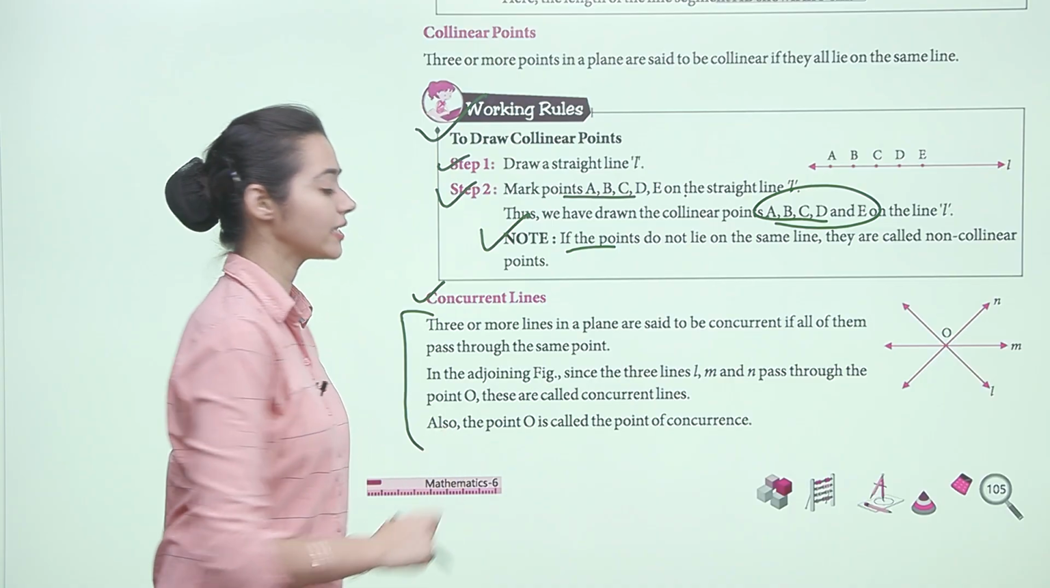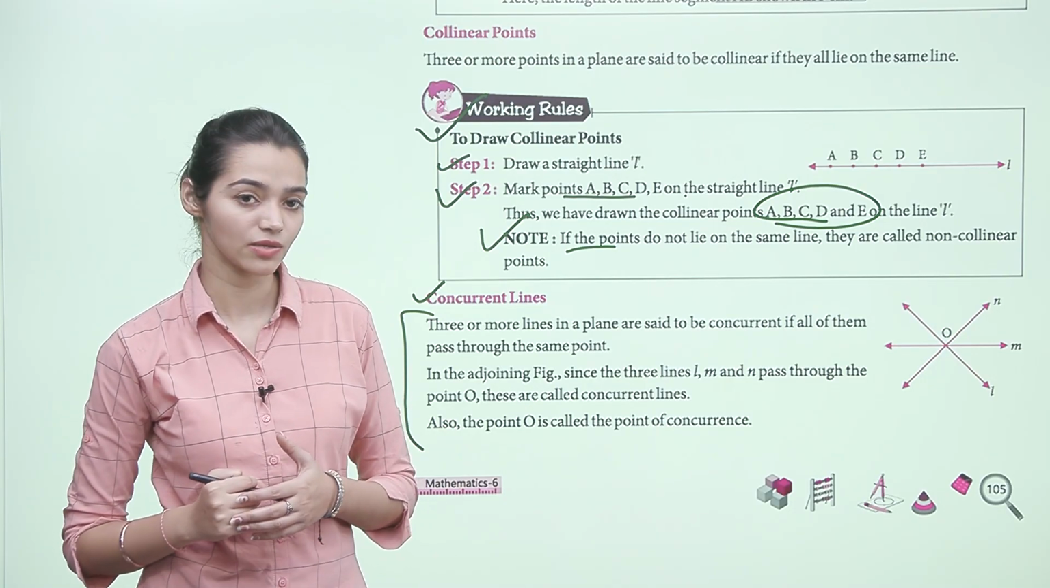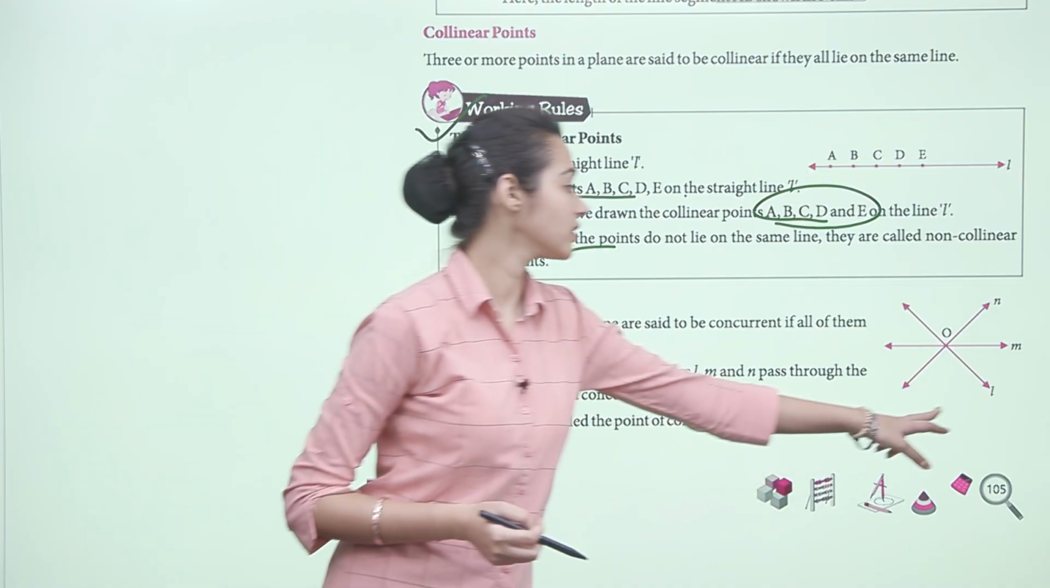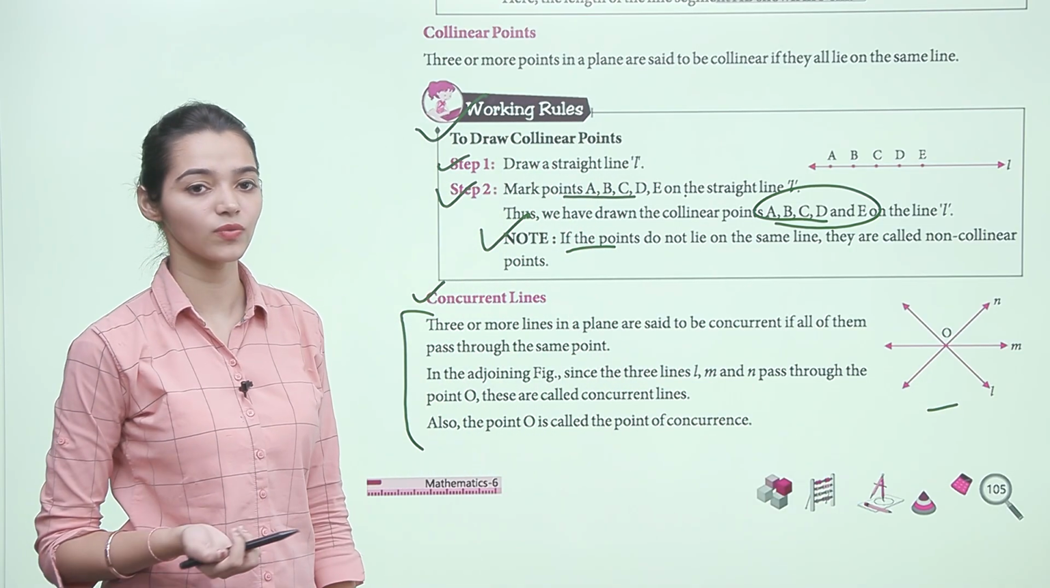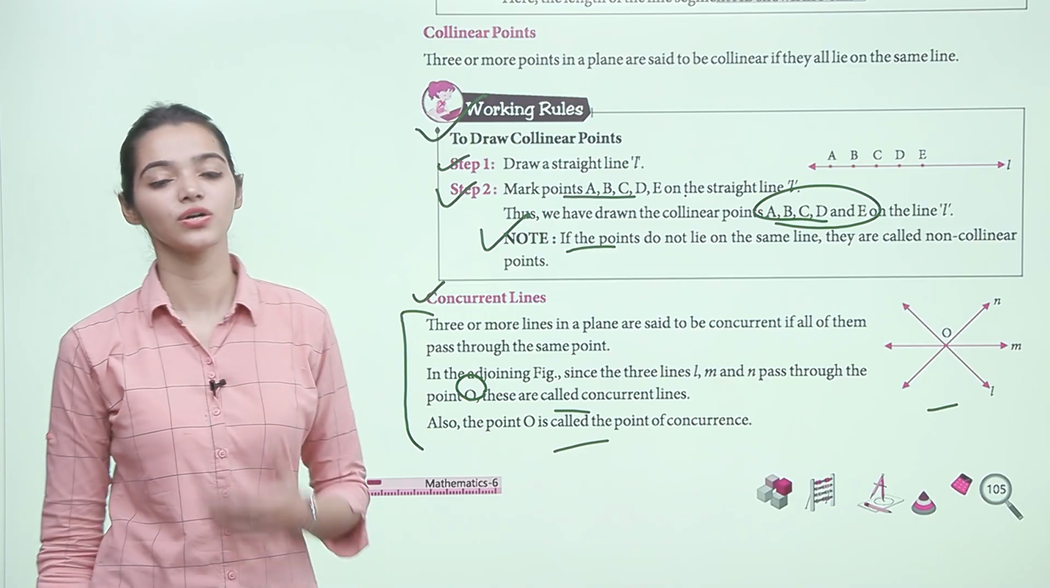Next is concurrent lines. Three or more lines in a plane are said to be concurrent if all of them pass through the same point. In the adjoining figure, the lines L, M and N pass through point O, so they are called concurrent lines, and O is the point of concurrence.